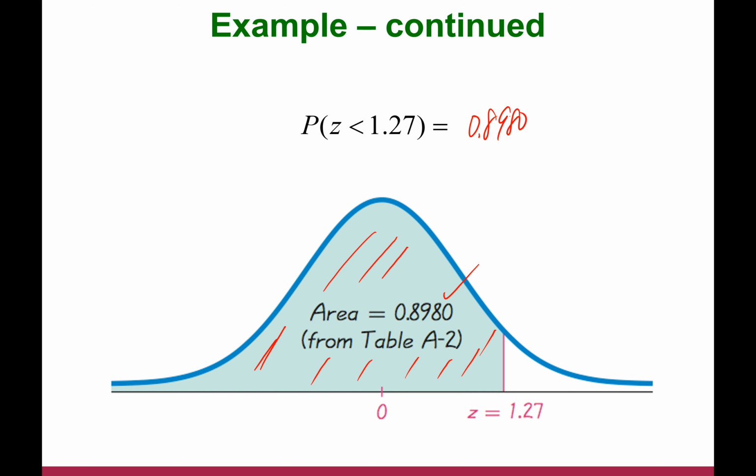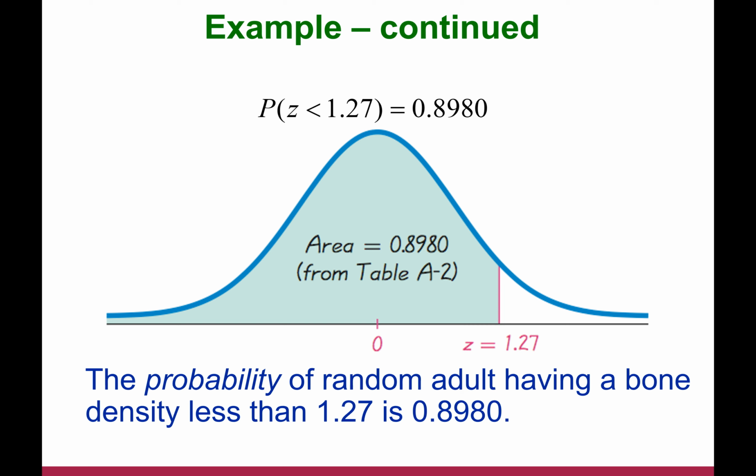If you want to look for the area on the right, it should be the total area under the bell curve, 1 minus 0.8980. That turned out to be 0.1020. That's the area to the right-hand side of that z-score. So the probability of a random adult having a bone density less than 1.27 is 0.8980.